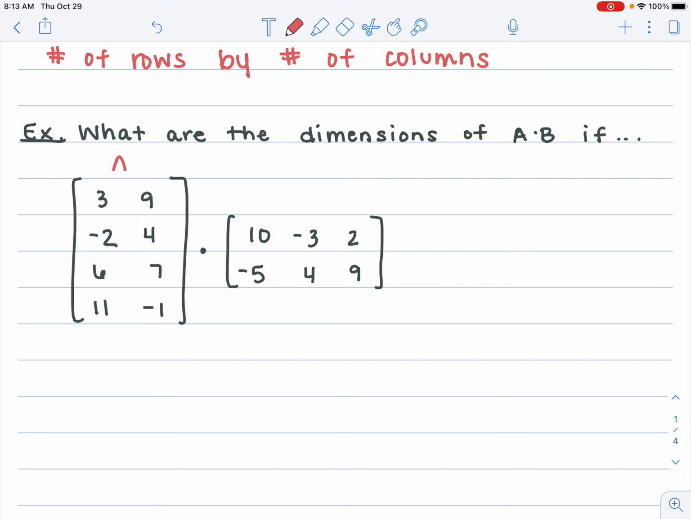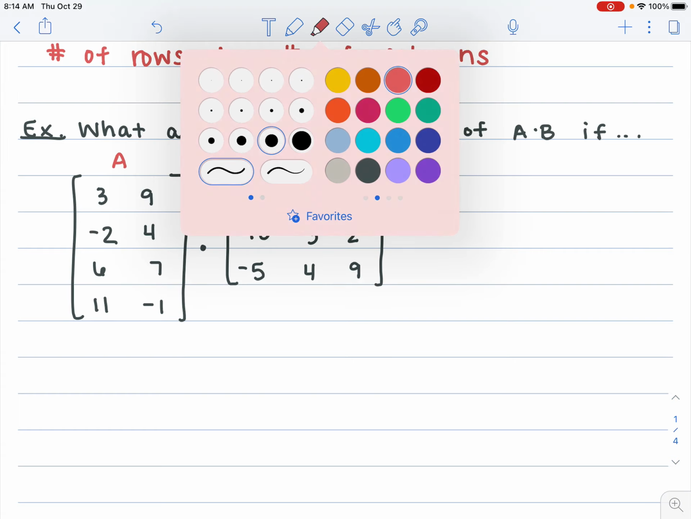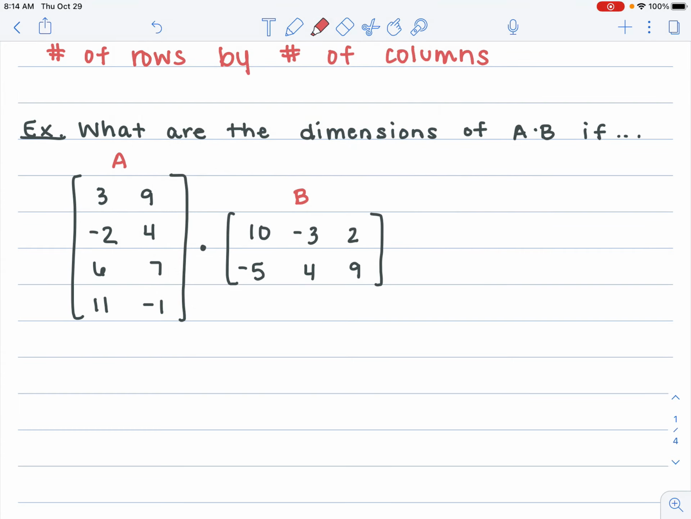It says, what are the dimensions of the product A times B if, and they have the two matrices here. So this first one is matrix A. It goes in order of how it's pronounced there. And this is matrix B. And they want to know, if we were to multiply these two together, what would the resulting matrix be? Now, in your operations, they had to be the exact same dimensions in order for you to add or subtract them. That is no longer true for this. So they don't have to be the same. They have to have a similarity in them, though.